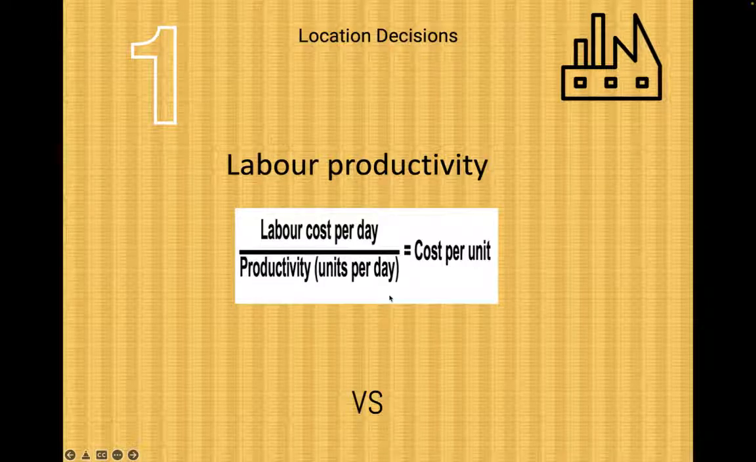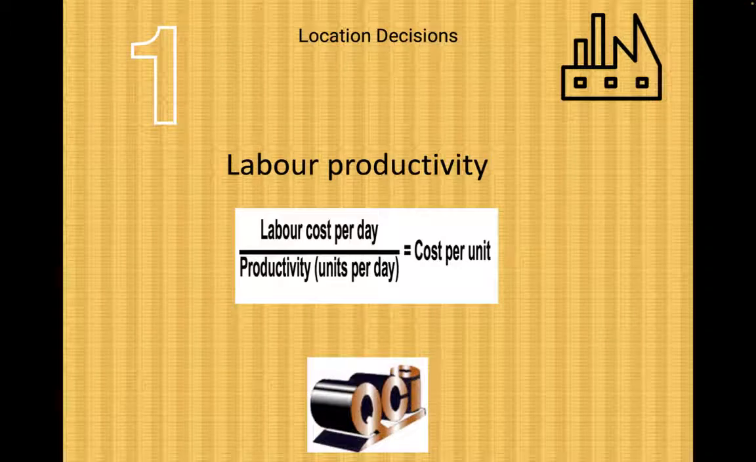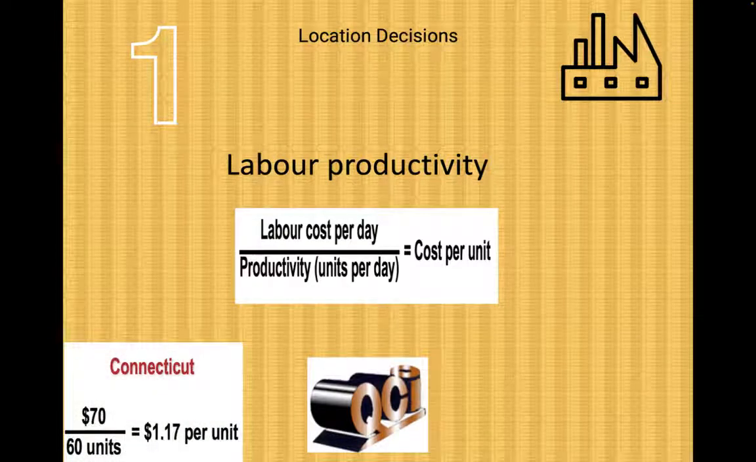A good example in your textbook is a company, I believe it's a telecom company, and they're based in the U.S. So if they decided to go ahead and operate within the U.S. and hire their local labor, you're looking at about $70 cost per day. Okay, and that labor would produce about 60 units. So our overall cost per unit is 1.17.